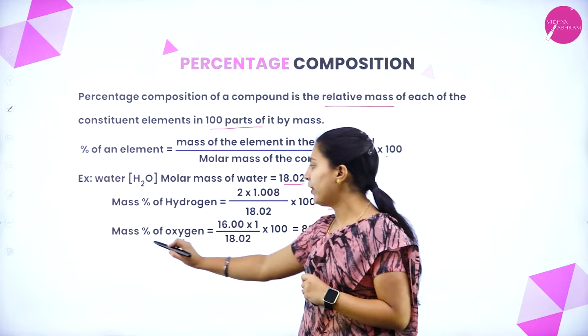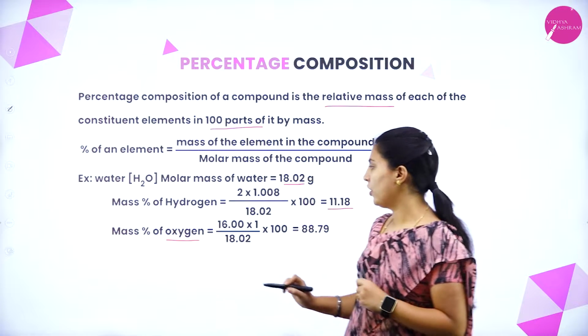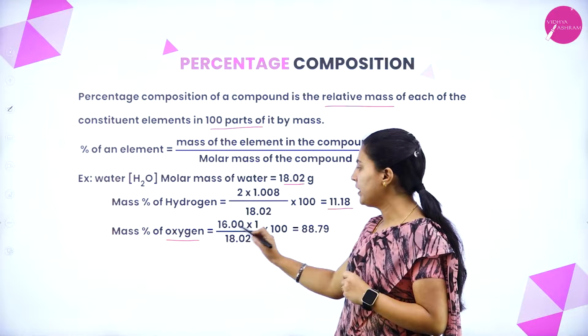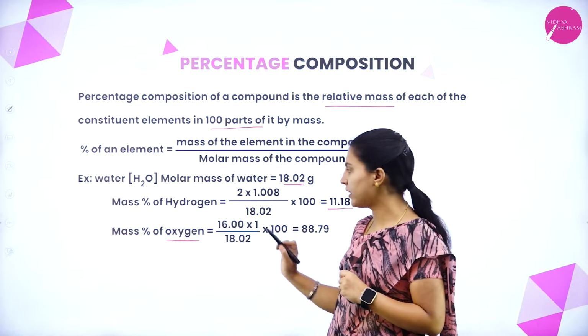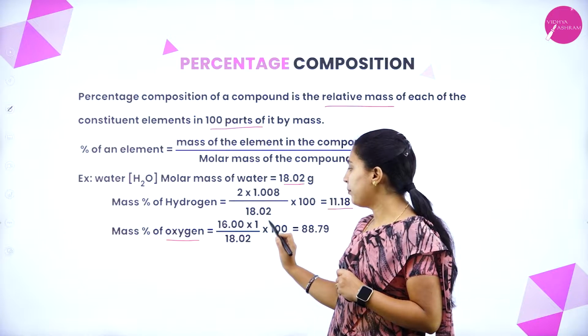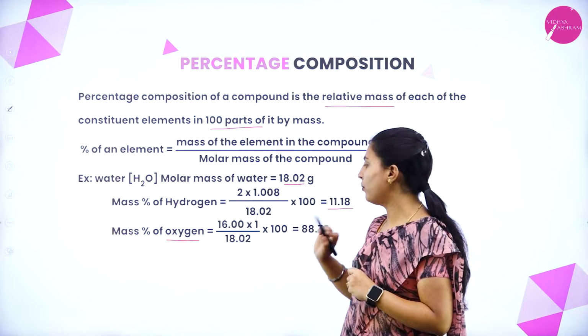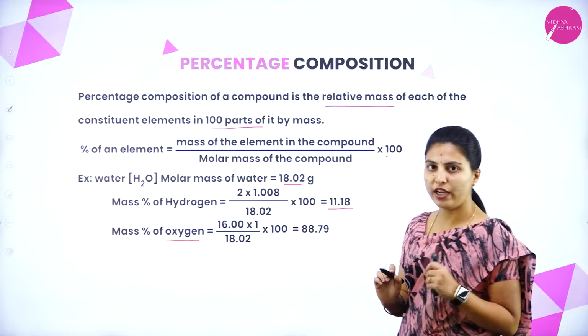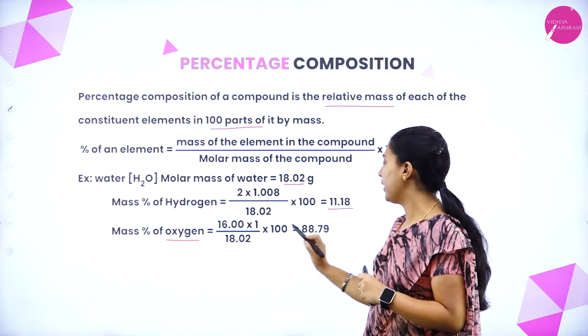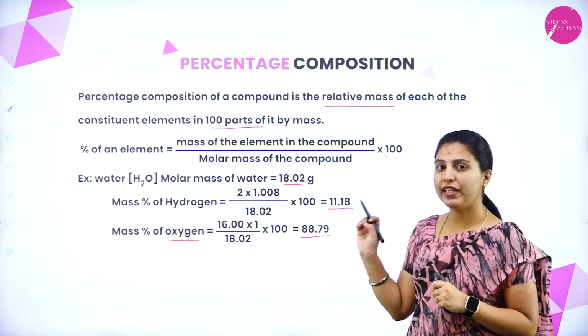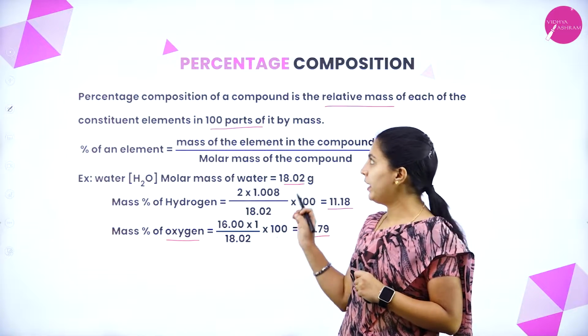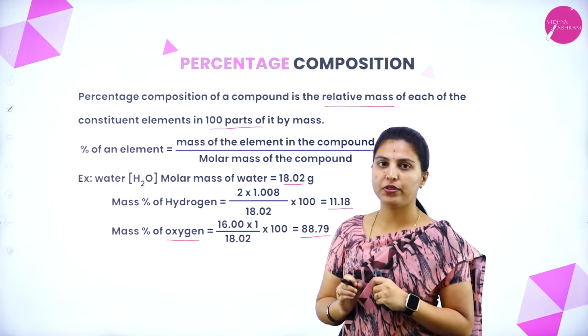Similarly, you have to find the mass percentage of oxygen. For oxygen, what is the atomic weight? 16. How many atoms are present? Only one oxygen atom is present. For that, divide by the molar mass of the compound, 18.02. Again you have to multiply by 100. Overall you will get 88.79. This is a very simple way to calculate the percentage composition.